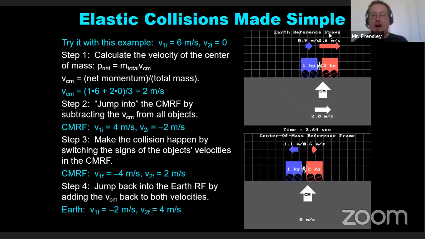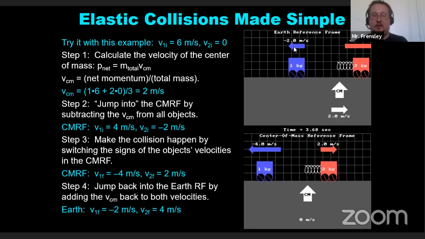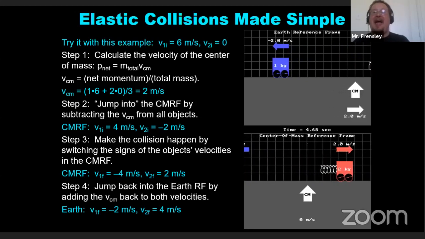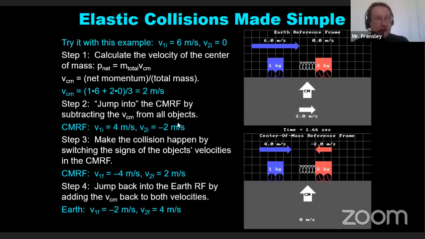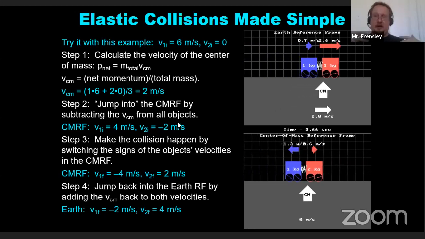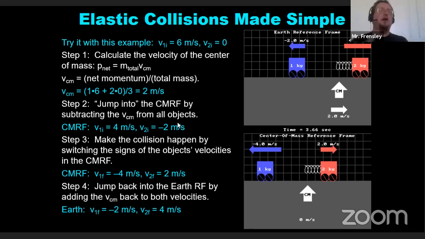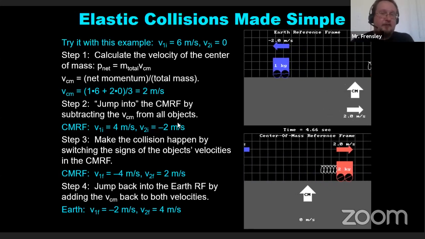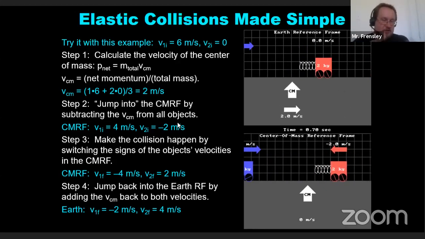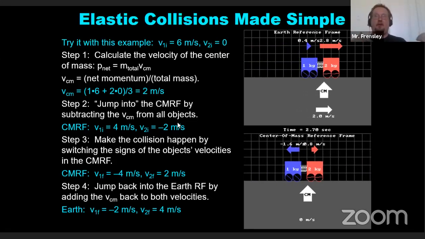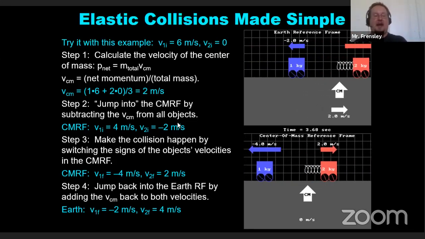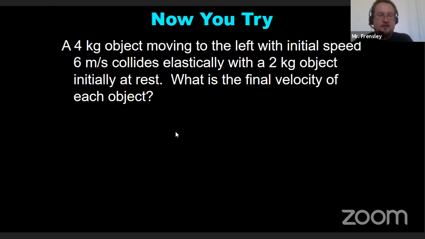Watch carefully. Up here in the Earth reference frame, you can see the -2 on the 1 kilogram cart and the +4 on the 2 kilogram cart. Yes, I know it's a 4-step process, and each step seems kind of weird. The one that gives my students the most trouble is just getting the center mass velocity, which is total momentum over total mass, right? But once you do that, take it away from everybody, switch their signs, then add it back, right?